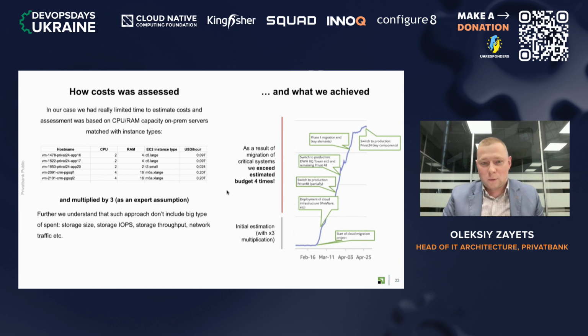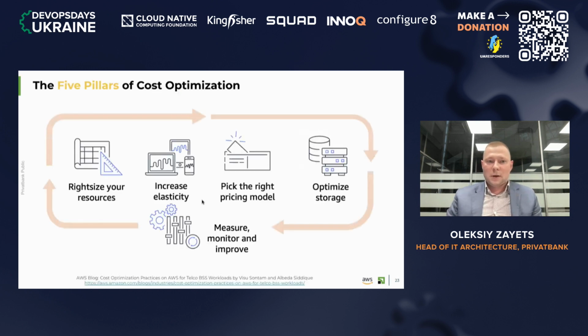Of course, our management was shocked. The cost exceeded the estimated limit 4 times. Then we started an optimization project immediately. The famous 5 optimization techniques: right sizing, increasing elasticity, picking the right pricing model, optimizing storage, and continuous improvement of such exercises.